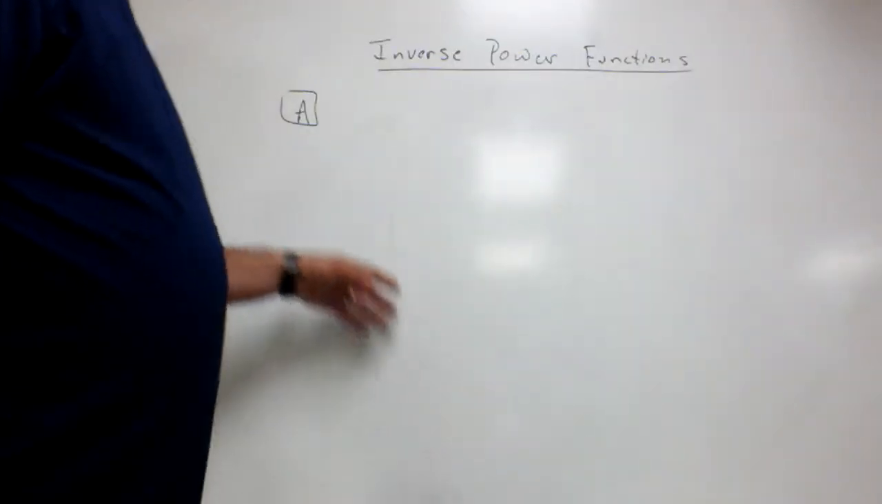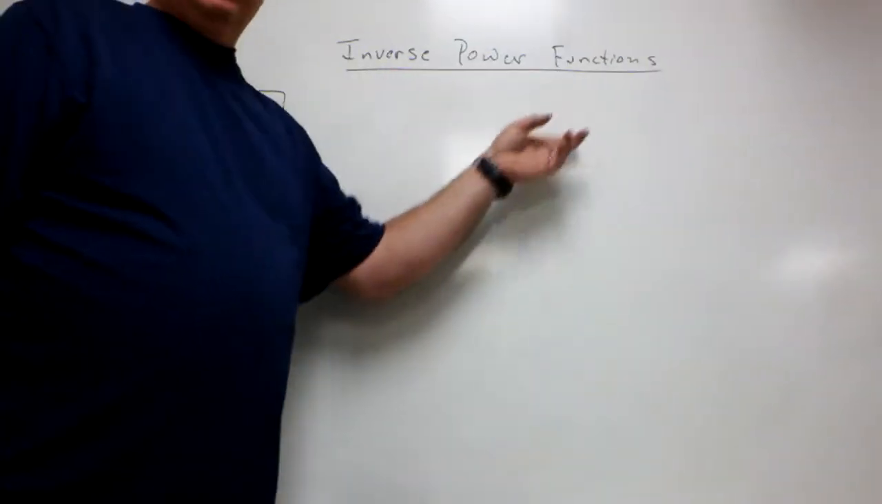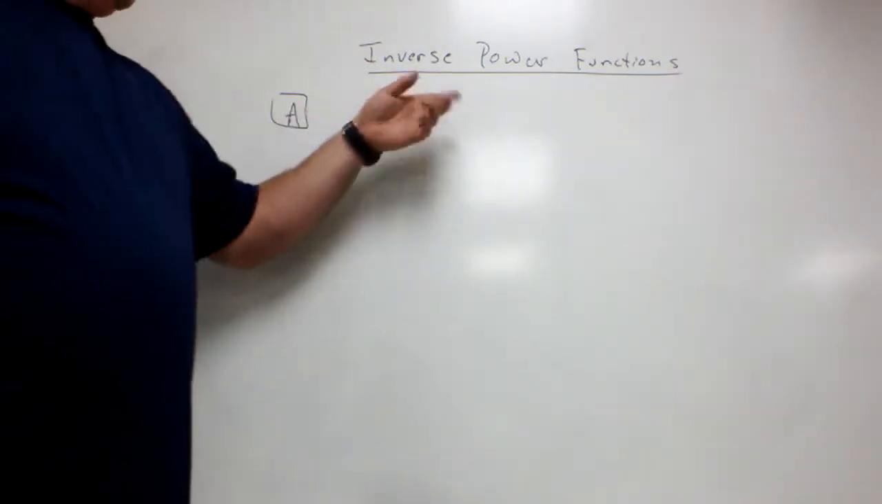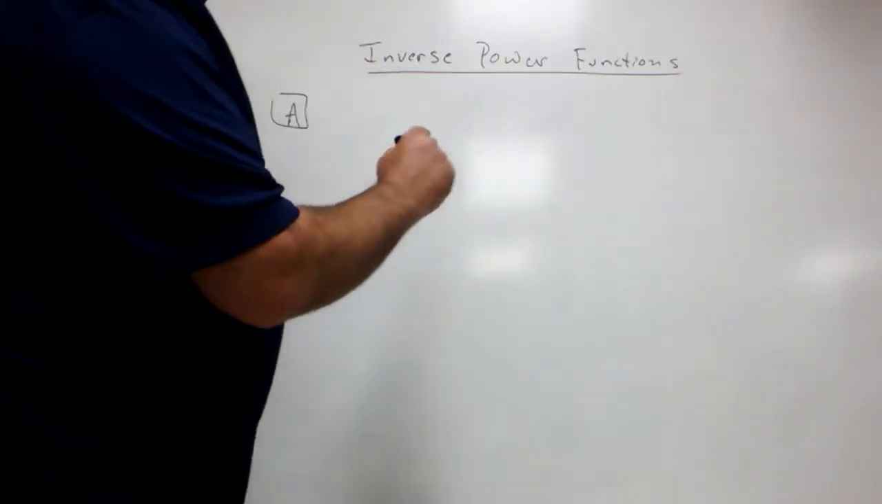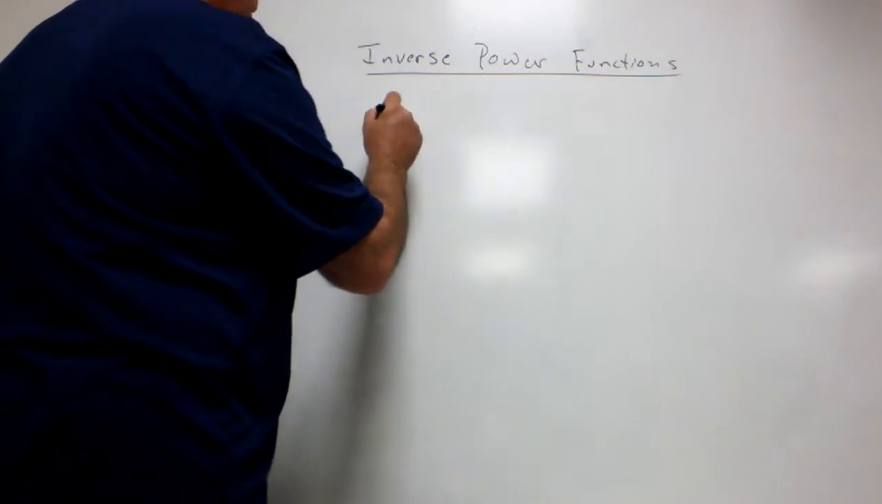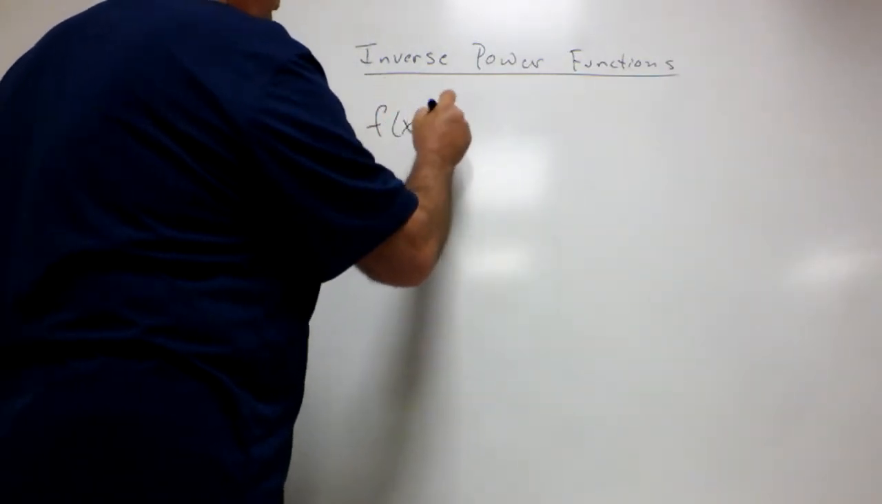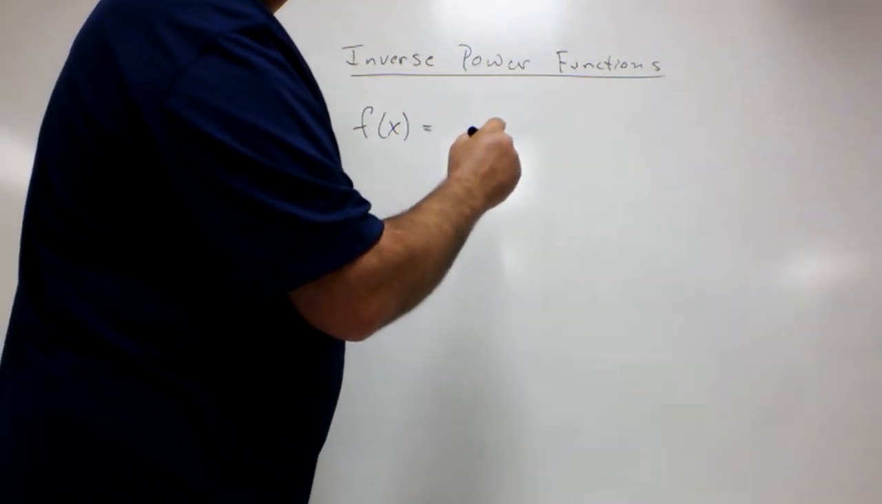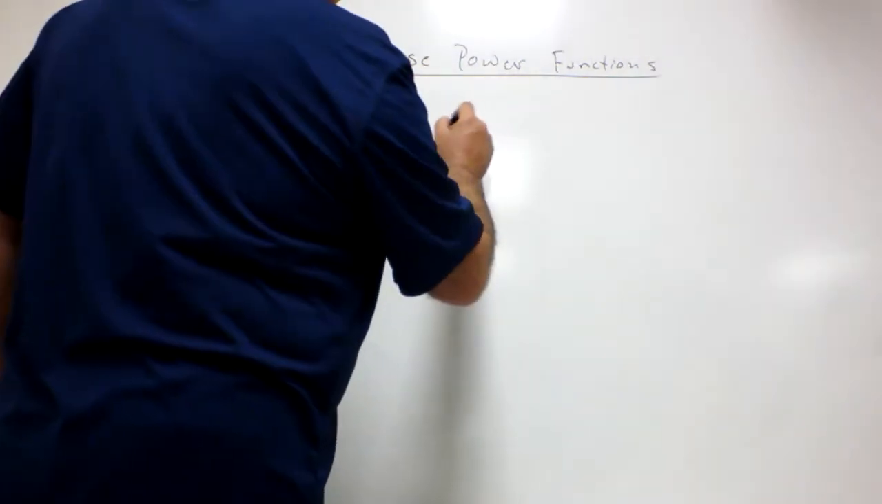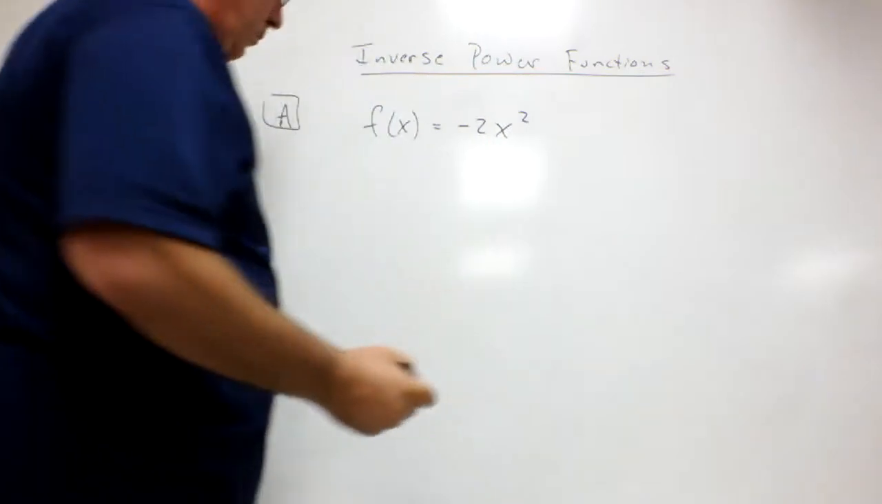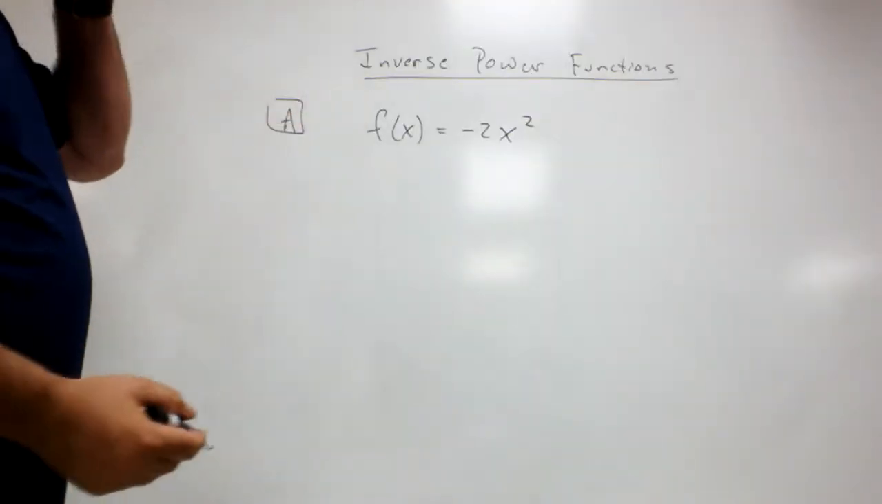Today what we're going to do is talk about inverse power functions. Inverse power functions are where we take any equation with a power. So we're going to take f of x equals negative 2x squared, and we're going to calculate its inverse.